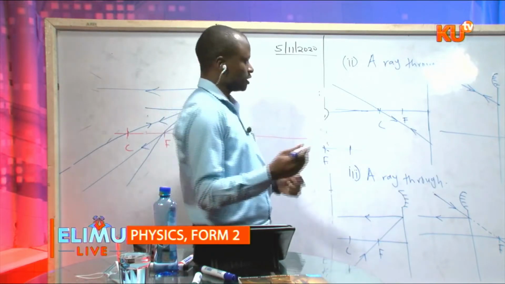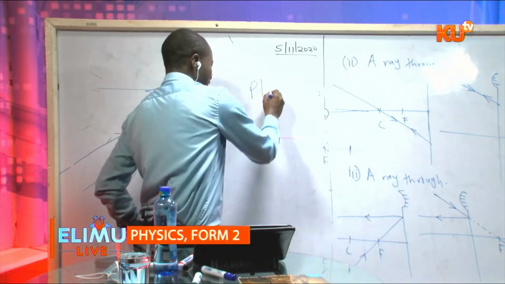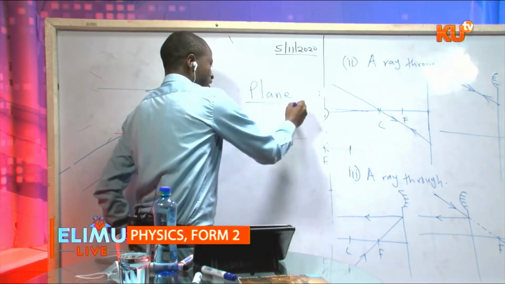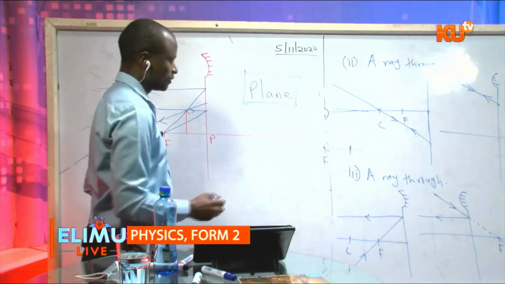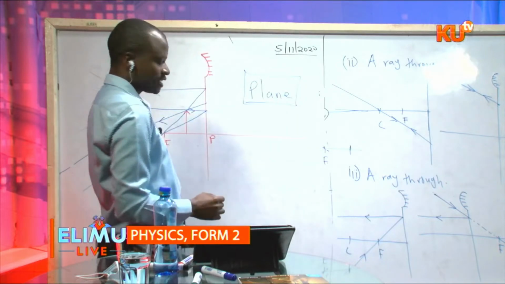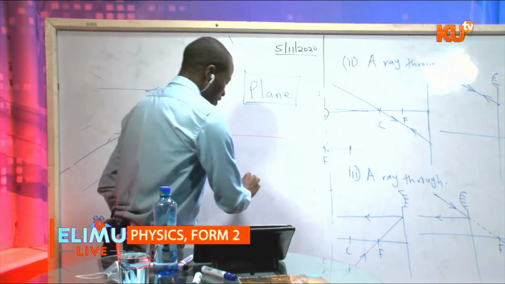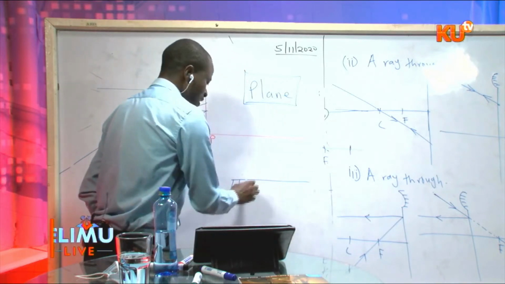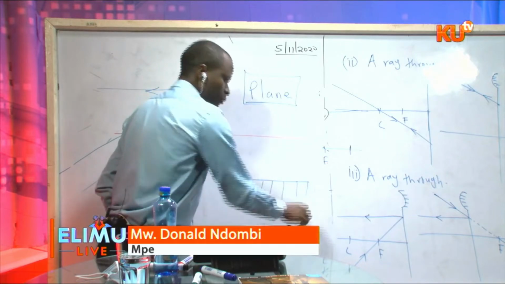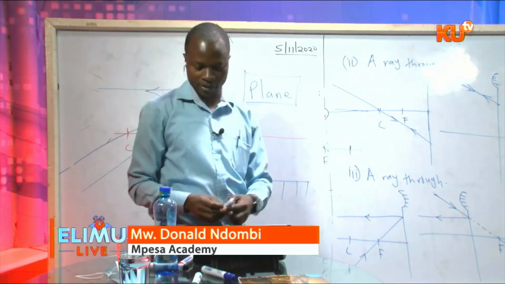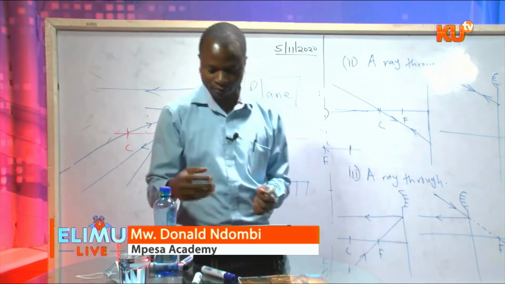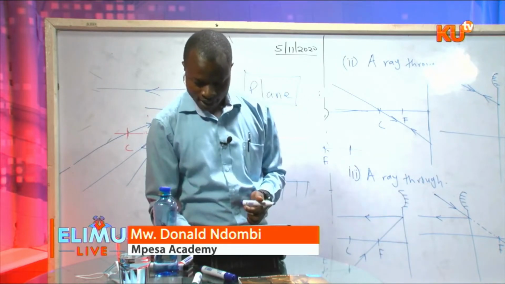What's a plane mirror? It's not "plain," it is "plane." We say plane, but we write it like this. What's a plane mirror? A plane mirror is a flat mirror, like the mirror you use at home right now. Plane means flat. The opposite of plane is curved. So a plane mirror is just a mirror made from a flat surface.